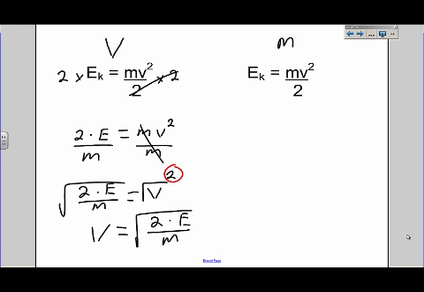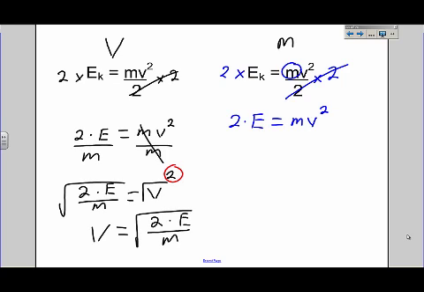Okay, so we want to solve for this right here. Same thing, we're going to start with the 2. It's the same as on the other side. Right now it's being divided by 2, so we're going to do the opposite of dividing. We're going to multiply by 2. That cancels these out. What we do to one side, we must do to the other. 2 times your energy equals mass times speed squared.